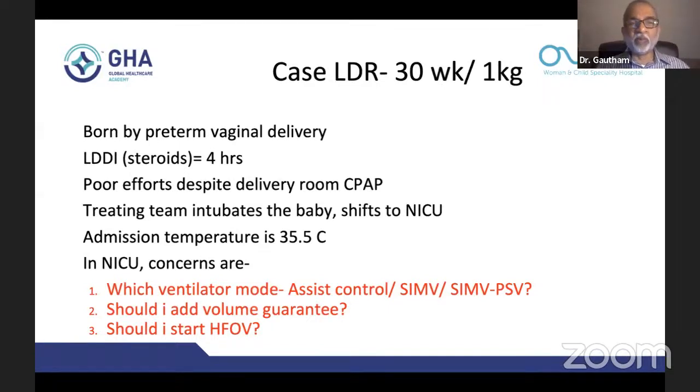That's a very important question. So I want you to notice that the admission temperature is a bit low. So that has to be taken care of. The point here is you have to focus on the global care, not just on ventilation. And I know that's obvious, but I just want to emphasize it. So which ventilator mode to use? Let me share a slide.